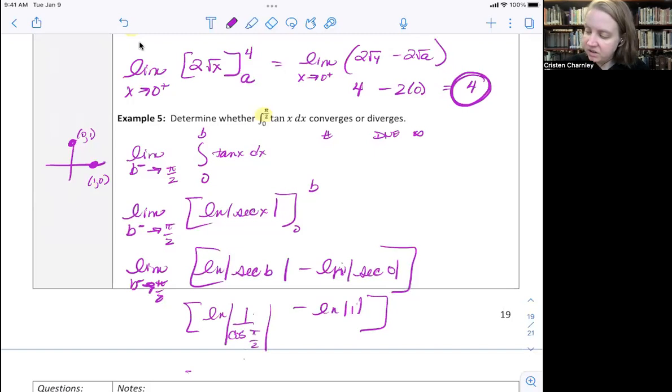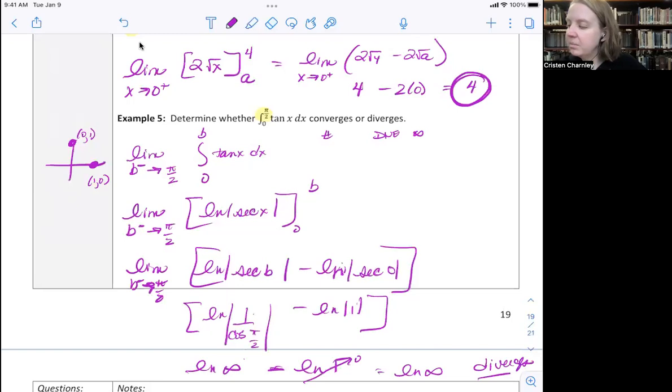So this is the natural log of infinity minus the natural log of 1. Natural log of 1, I know, simplifies to 0. Natural log of infinity is still infinity. So we don't leave that as an answer. Now we say that it diverges.